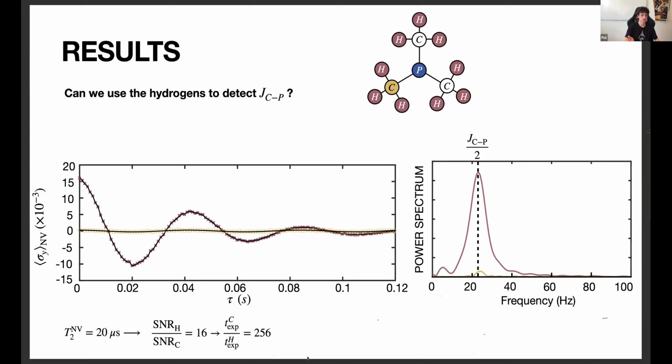So our experiment with this new sequence would be about 2 orders of magnitude shorter, but we would achieve the same signal-to-noise ratio. And this is quite dependent on the decoherence time of the NV ensemble. So if instead of 20, I put 10 microseconds, this ratio explodes and becomes 40 instead of 16. So the experimental time improvement can reach 3 orders of magnitude. So our experiment would be something like 1,000 times shorter to achieve the same signal-to-noise ratio.